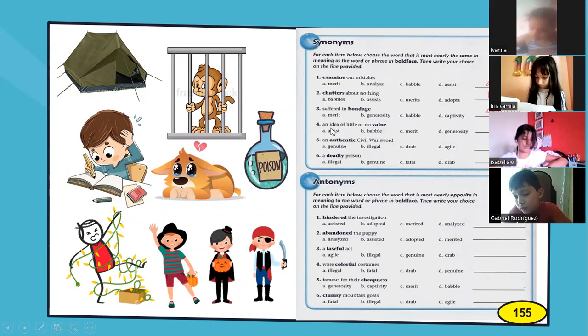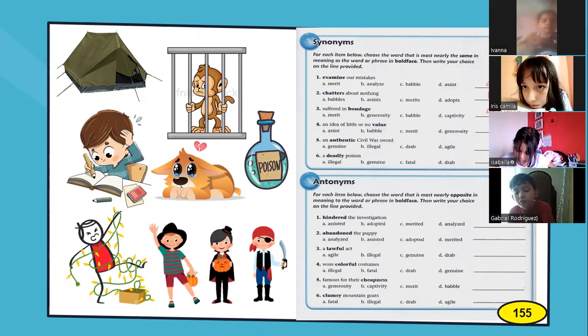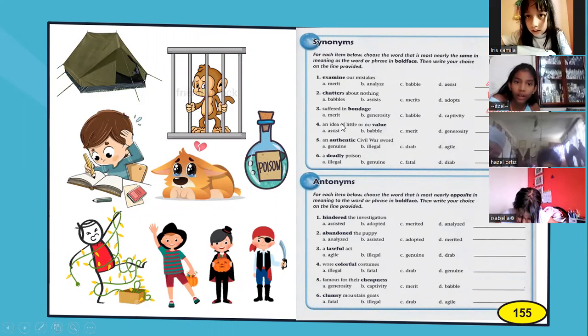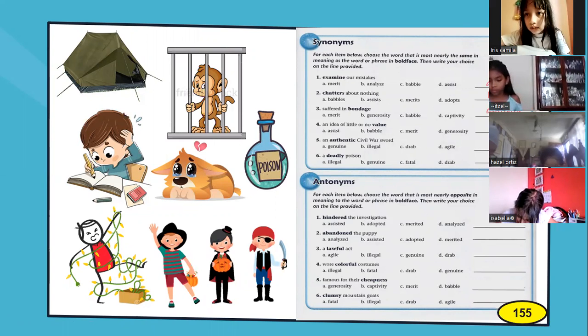Captivity, an idea of little or no value. Bubble. No, we already used bubble. Generosity. It is an idea of little value. What is literally marriage? Let's see what word it is. Marriage. I said marriage like two times. Yeah, fine.